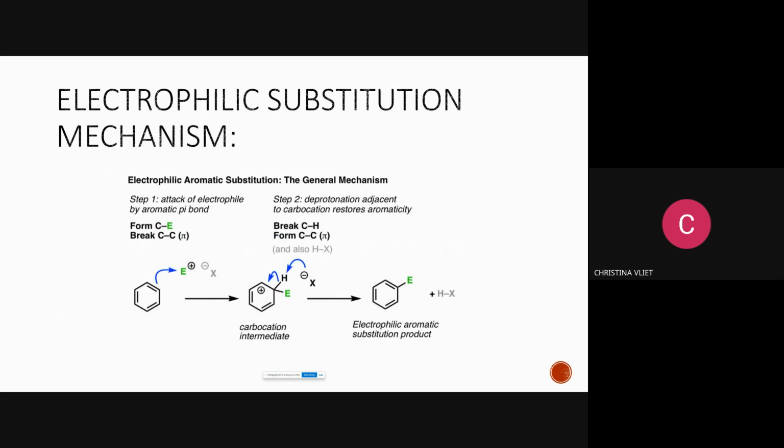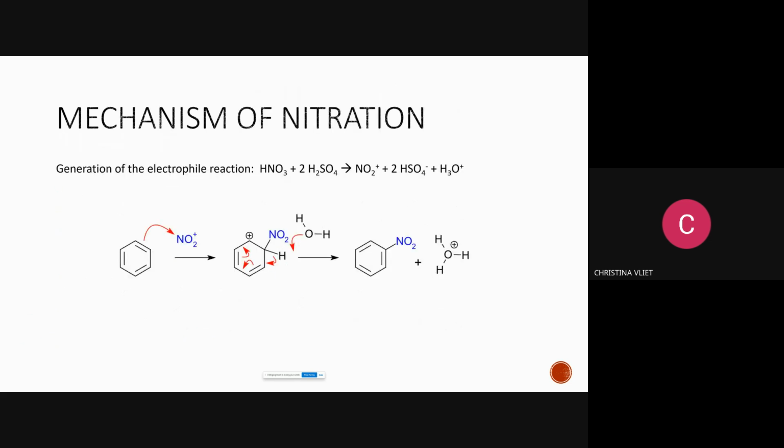nitration, technically, but that's a review. So let's take a look back at this mechanism. We saw it in the bell work. The mechanism for electrophilic aromatic substitution is always the same. You generate your electrophile, then your benzene ring grabs the electrophile, then you fold down the hydrogen. It's always the same.